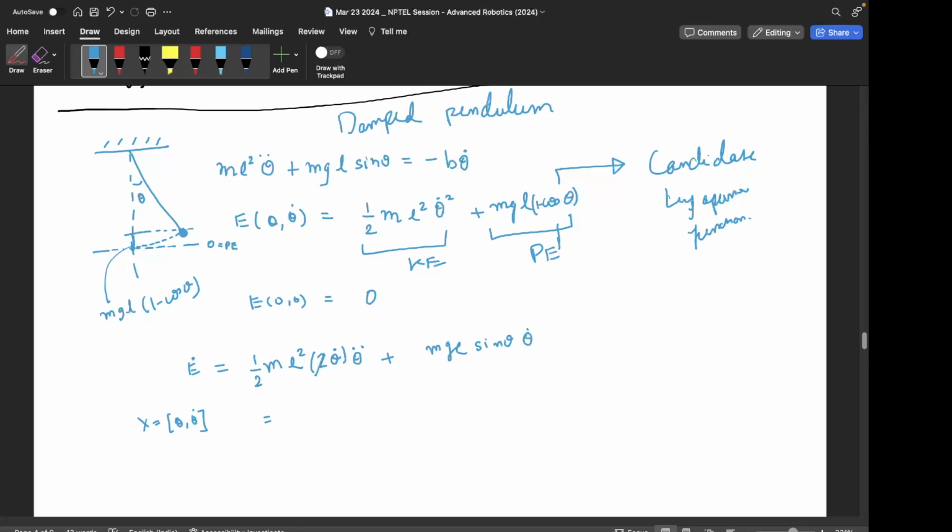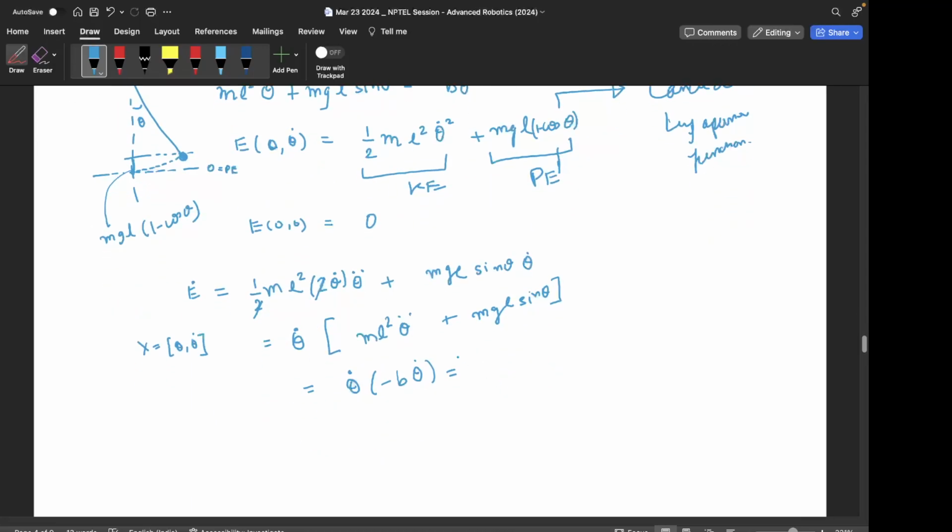Now let's cancel this 2 and 2 here. Let's take out theta dot as common. The term inside is ml square theta double dot plus mgl sine theta, right? And what is this inside term? From the equation of motion, we see that this is b theta dot. So this term is b theta dot square.